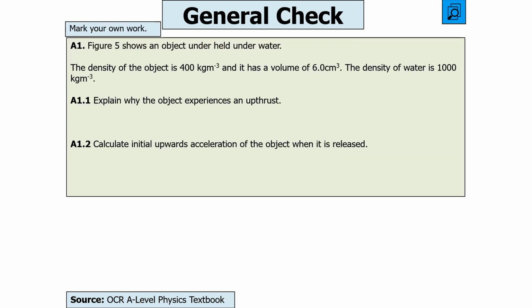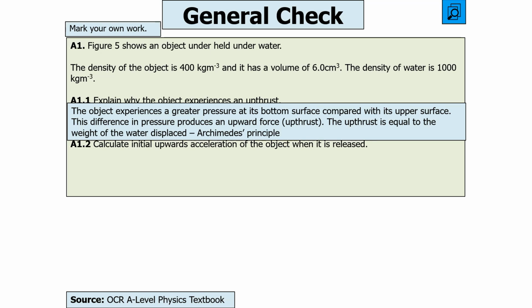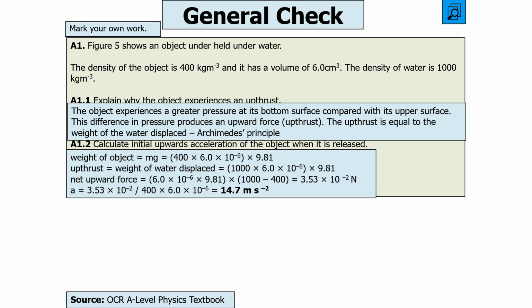Right, in this first question, the object will experience a greater pressure at the bottom surface compared with the upper surface, because it's further down in the actual liquid. So the difference in pressure produces that upwards force, which we call upthrust, and the upthrust must be equal to the weight of the water displaced due to Archimedes' principle. So with that idea, we can say that the weight of the object is equal to mg. So we know what our value of m is. It's going to be 400 times 6 times 10 to the minus 6, because mass is density times volume. So therefore multiply by 9.81 to work out the weight.